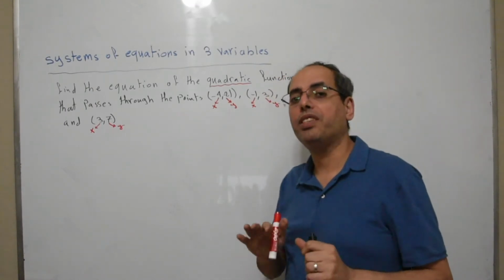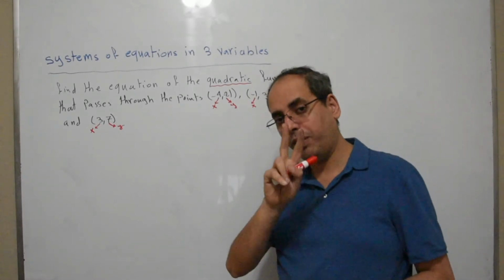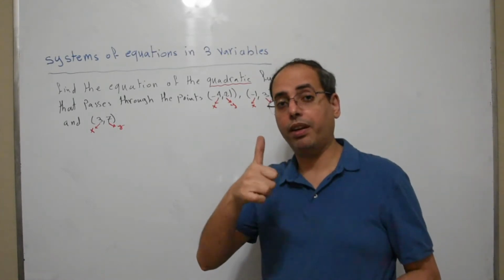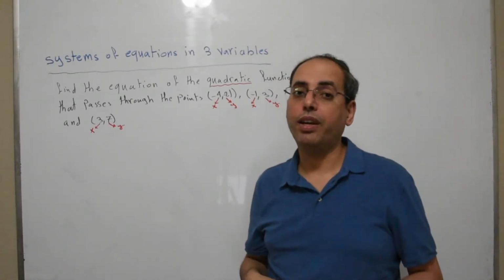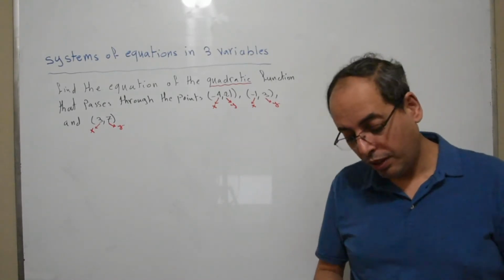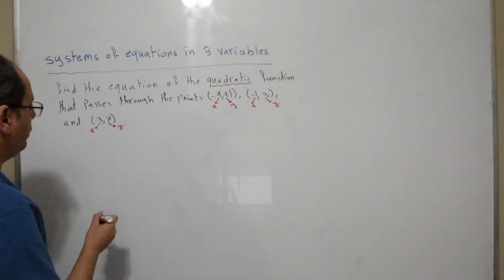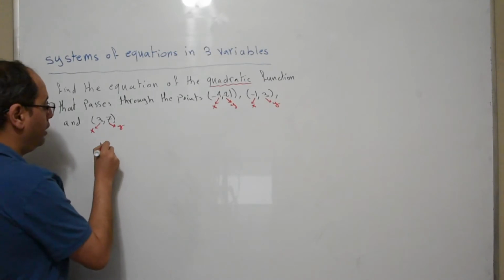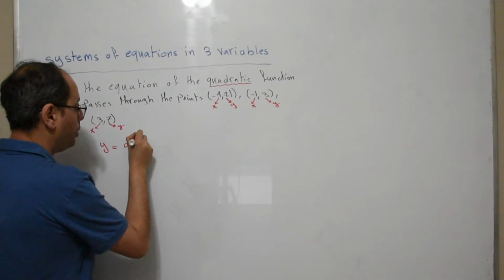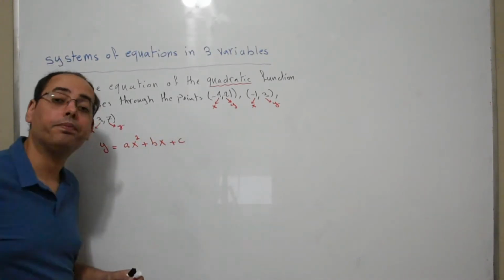So the first step, think about the standard form of the quadratic equation. We learned before about 2 forms of the quadratic equation: number one, the standard form, and the second one, the vertex form. What I need here is the standard form. So let's write the standard form of the quadratic function: y equals ax squared plus bx plus c.